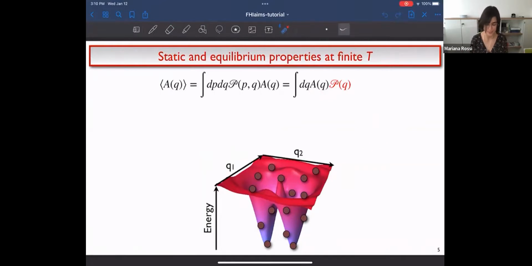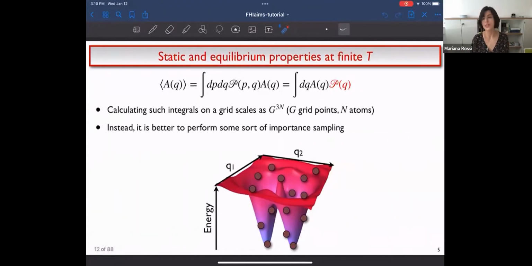However, doing this in a very naive way would scale very unfavorably with the number of atoms in your system, because you would have to use a lot of grid points for each coordinate of each atom in order to be able to perform this integral. So it would scale basically with the number of grid points G to the exponent of 3n, where n is the number of atoms. So it's not practical to do something like that.